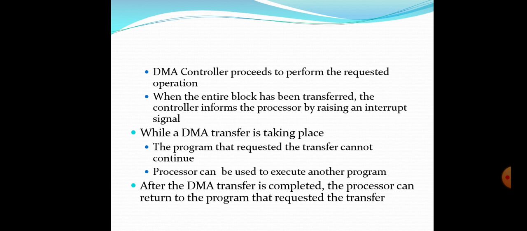So in the case of a DMA transfer, the processor need not wait for the transfer operation to complete. It can do another task, but the condition is that the process or the program that requested the DMA transfer cannot continue. It should be suspended. Instead, the processor can do another task which is independent of this DMA transfer. After the DMA transfer is completed, the processor can return to the program that requested the transfer.